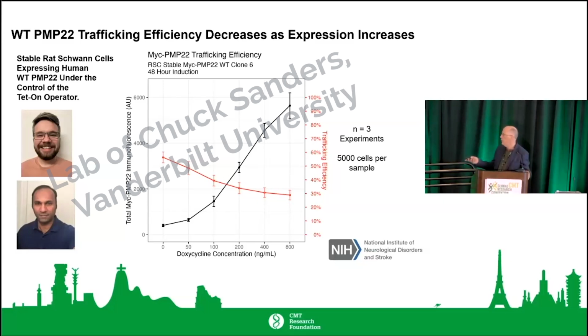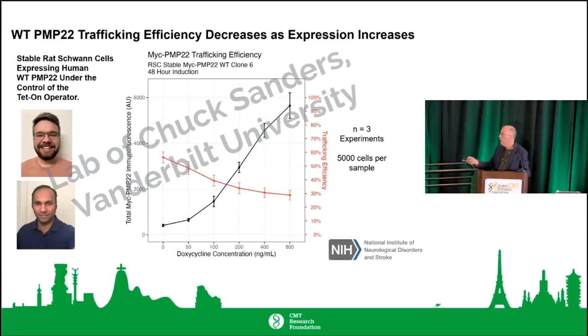And then what we've measured here is the trafficking efficiency of the PMP22 protein. And the trafficking efficiency is how much protein makes it out to the surface versus how much is trapped inside the cell. And so it's known that even under healthy conditions, PMP22 doesn't traffic to the cell surface with 100% efficiency. And what we see in our studies in these Schwann cells is as you go from low expression to high expression, the trafficking efficiency actually goes down from about 55% down to less than 30%.